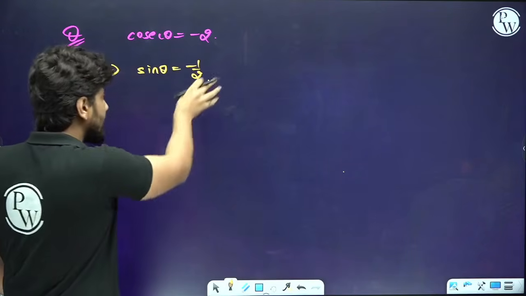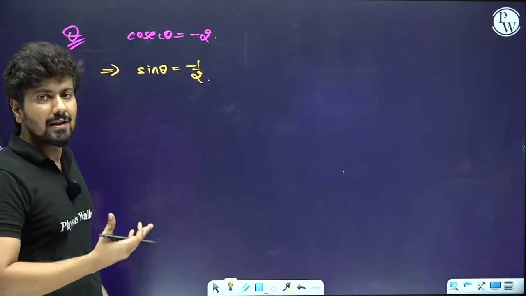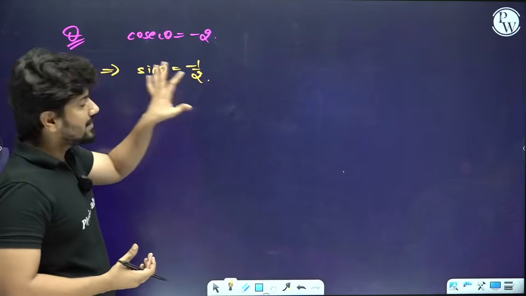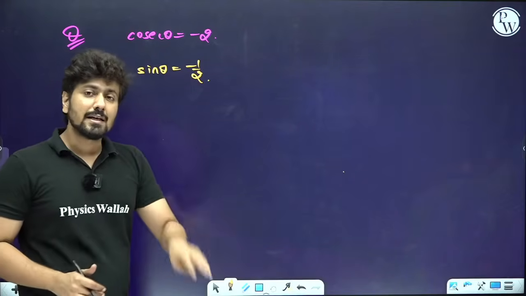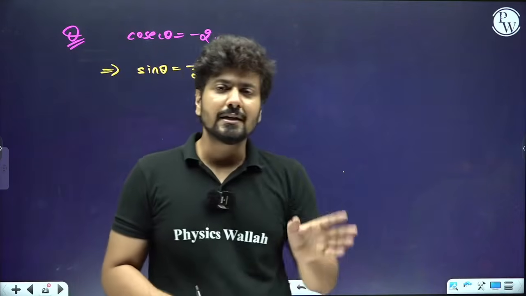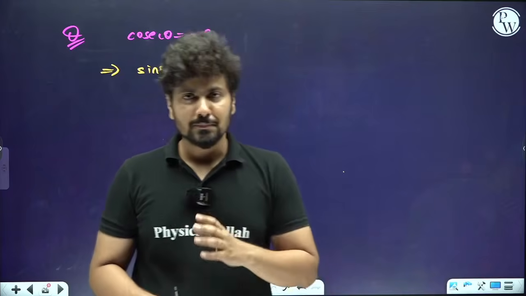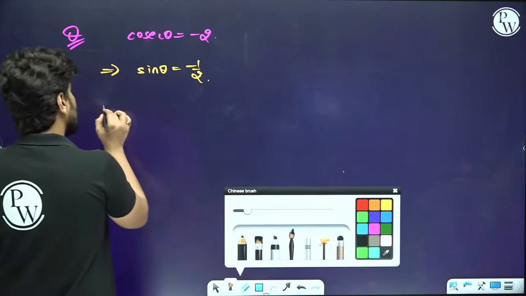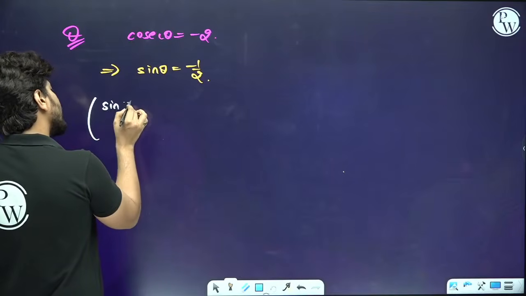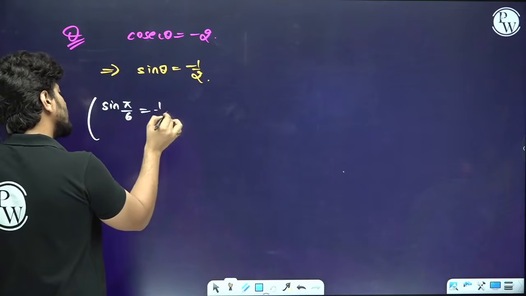Now can you write minus 1 by 2 as sine of some angle? So we can express it as sin theta is equal to sin alpha. Right? So sine will give you negative values in the third quadrant or in the fourth quadrant. Give me any one of those angles. So again we know that sine of pi by 6 is 1 by 2.